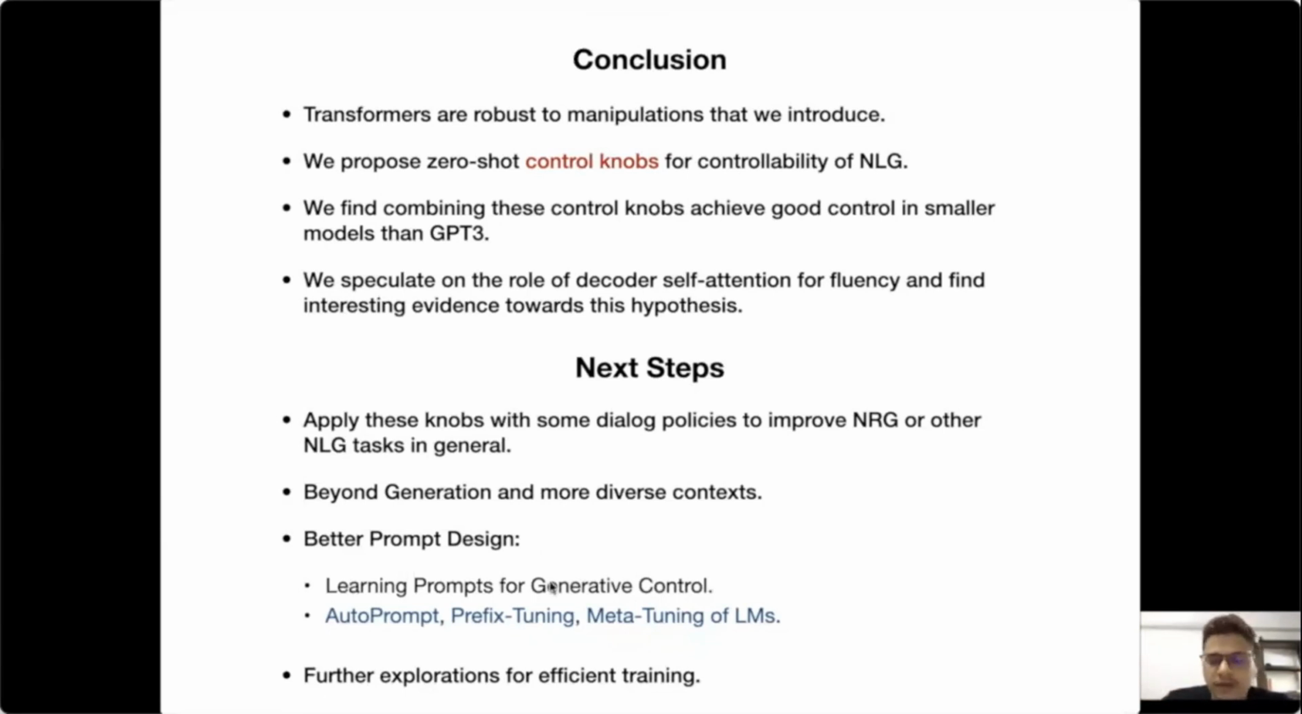Can we have more complex designs or more effective designs to retrieve or design or learn those control codes? And then the last part of the experiments also opens doors for explorations for more efficient training. So these are some of the interesting future directions that we are thinking with this work.